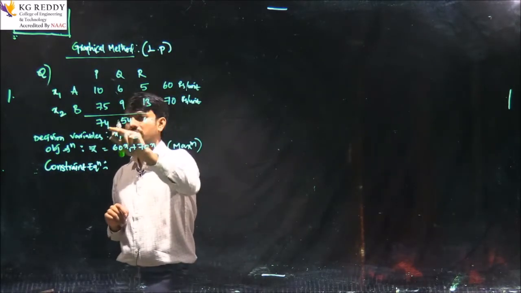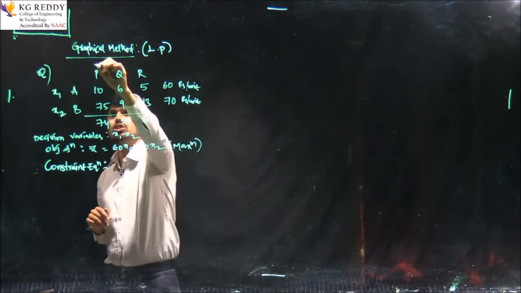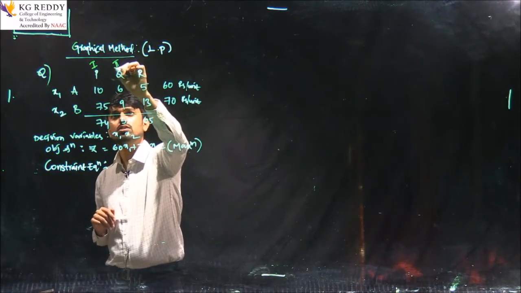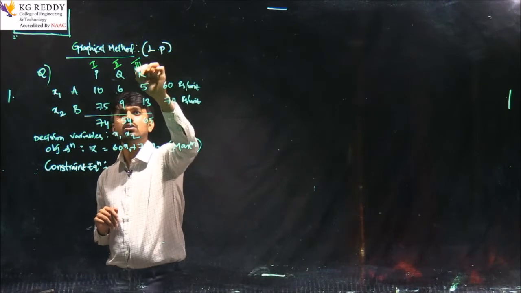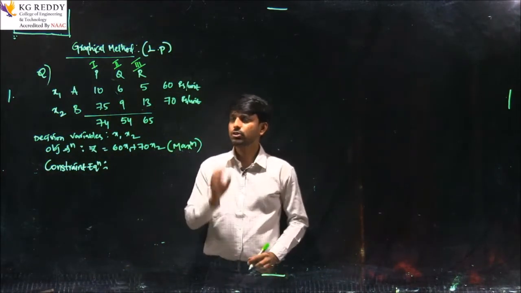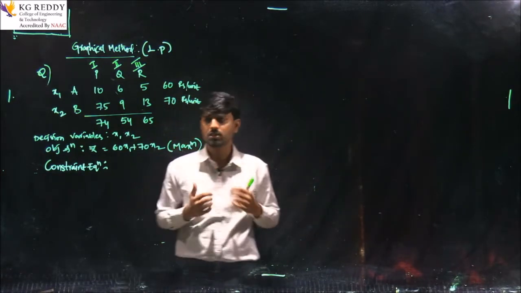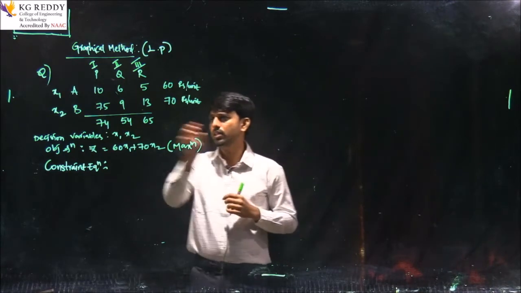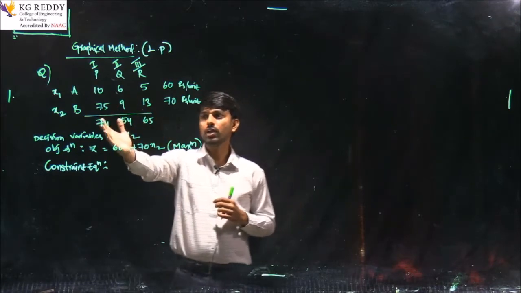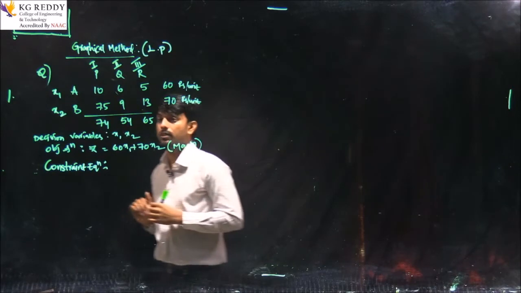Machine P has a limitation. It cannot work for more than 74 hours. That is why it is one constraint. Similarly, there is a constraint for machine Q as well, and machine R as well. When you write constraint equations, the first step is to identify the constraints, the limitations here. Each limitation belongs to one equation. Here we have 3 limitations, which means you will get 3 constraint equations.